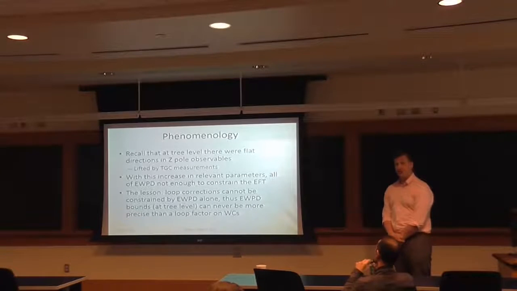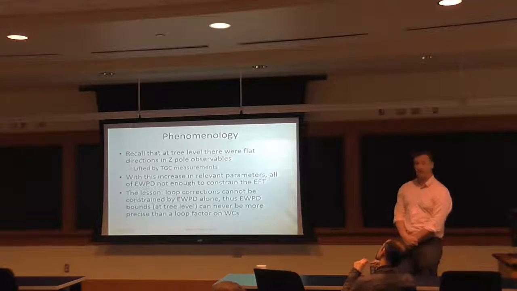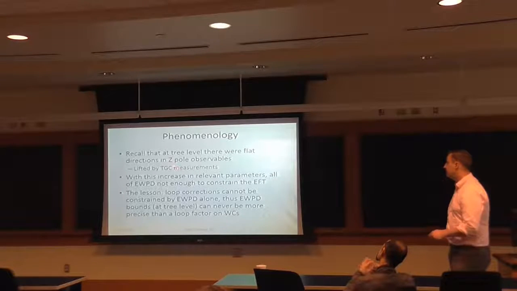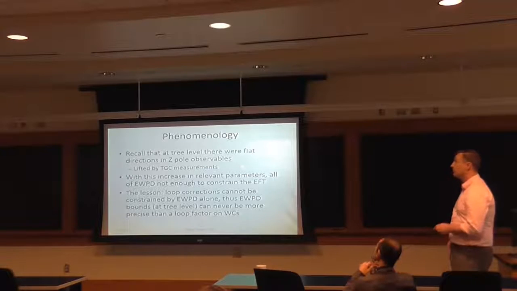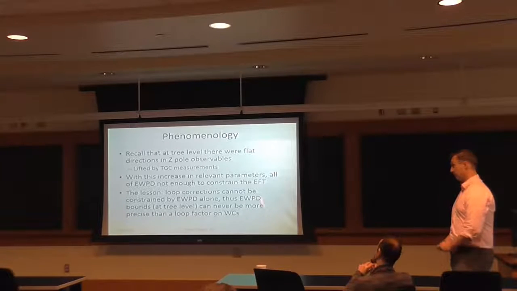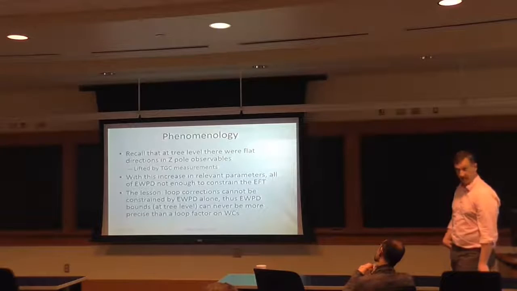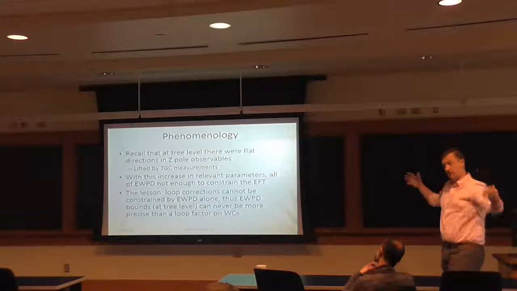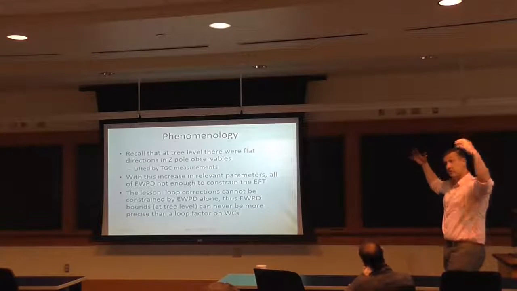And in fact, at tree level, there were already flat directions in the z-pole observables alone. And those directions are lifted by triple gauge coupling measurements, which are pretty weak by comparison. So they're very weakly lifted as flat directions in my parameter space. With all of these relevant parameters, it's clear that all of the electroweak precision data is not going to be enough to close a curve and say all of these things must be within some amount.